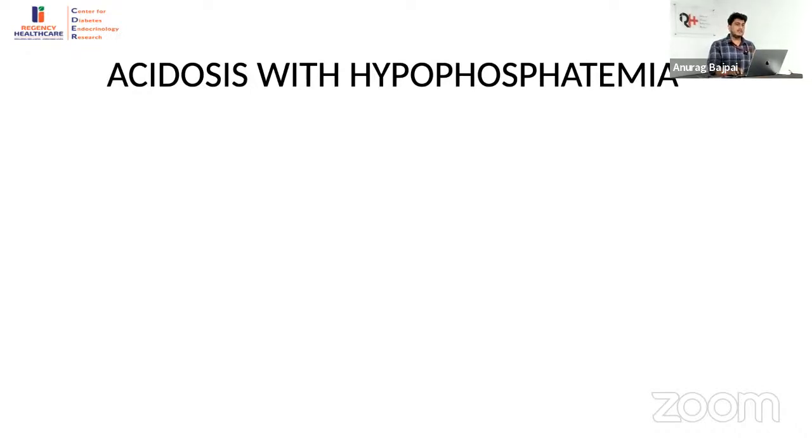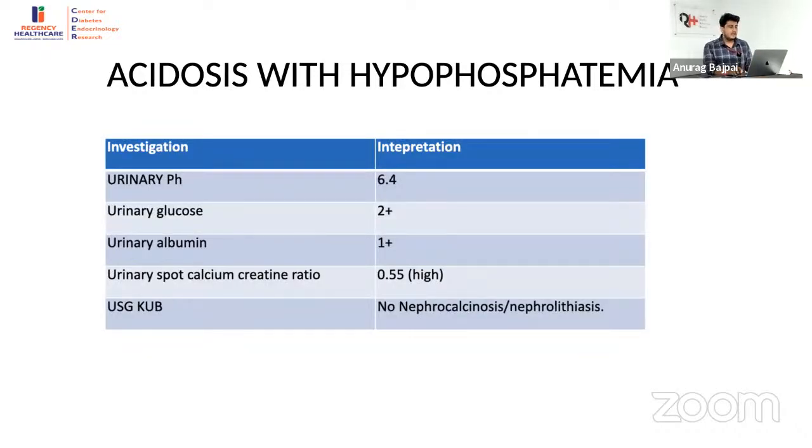But when we got these investigations done, it gave us a slightly more confusing picture with the urine pH above 5.5, which is 6.4, and the rest was suggestive of a proximal tubular dysfunction in the form of glycosuria of 2+, albuminuria which was 1+, and there was hypercalciuria, suggested by a high urinary spot calcium creatinine ratio. Sonography KUB was done to rule out nephrocalcinosis, and it was not there. So what does a high urinary calcium creatinine ratio suggest, Manoj?